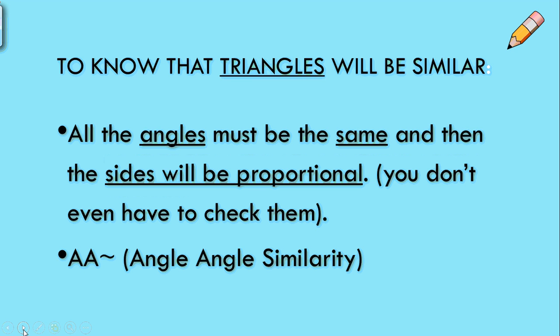To know that you have two triangles that will be similar, remember we've talked about the three shortcuts, but the one we're focusing on is the angle-angle similarity postulate. All the angles must be the same, and then the sides will be proportional. You don't even have to check them. This is called angle-angle similarity. It means that the triangles will be similar, but remember angle-angle was not a way for triangles to be congruent, but it does guarantee that we will have similar triangles.